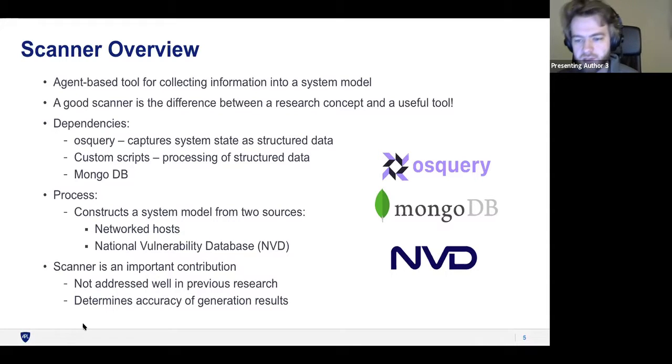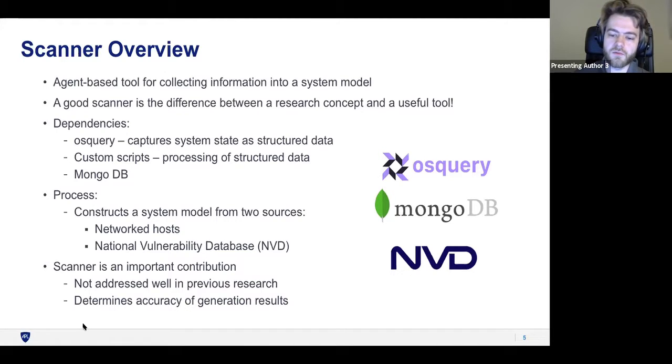And how we did this is mostly centered around a tool called OSQuery. OSQuery is a system monitoring tool developed by Facebook, actually, that captures system state as structured data and presents it as SQL tables. So on top of this, the core of this agent is OSQuery, which is doing that collection. Then we have some custom code that's processing that information and pumping it out and putting it into our database of choice, which is MongoDB.